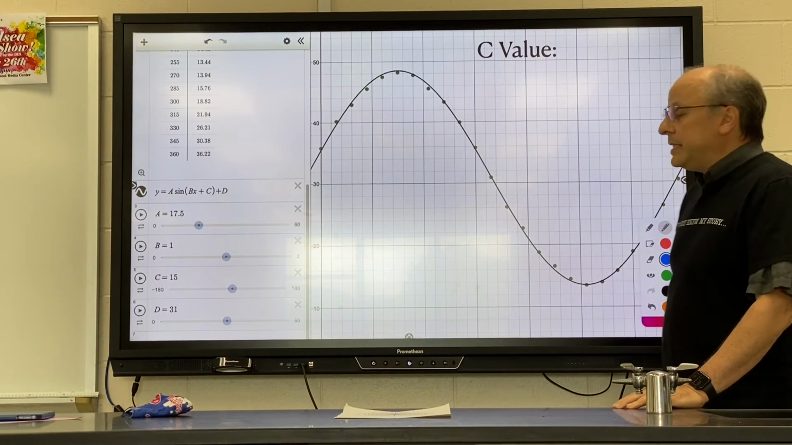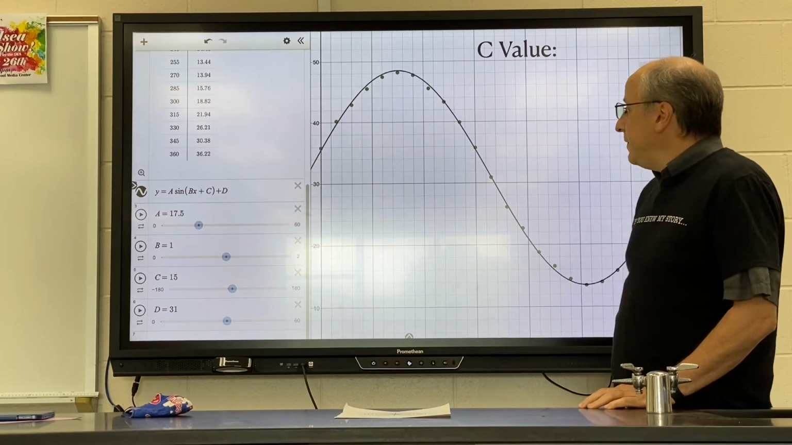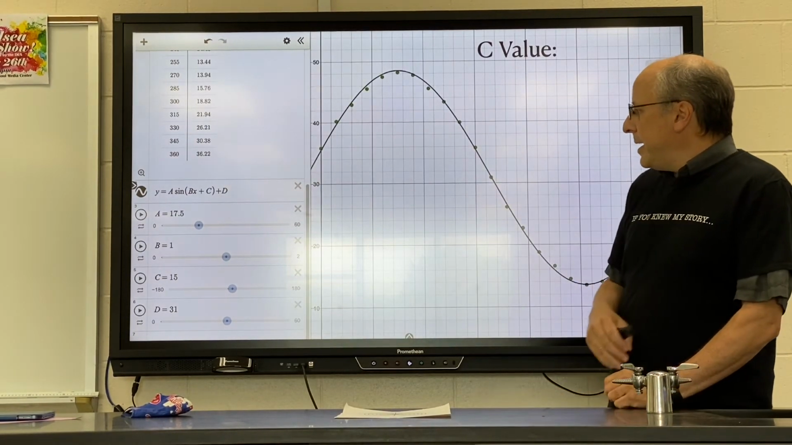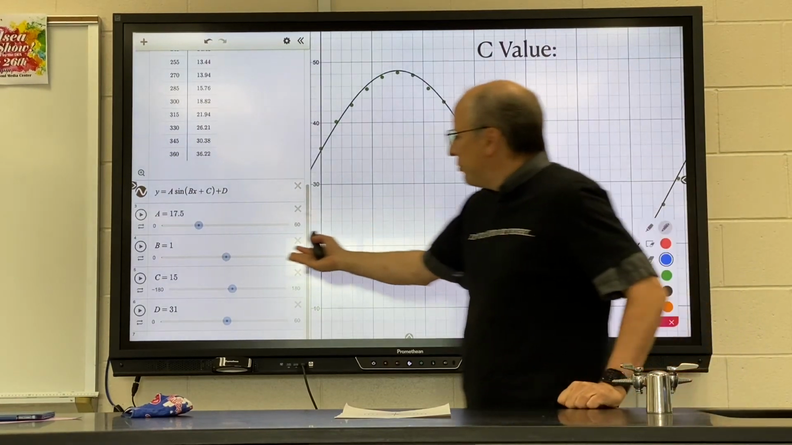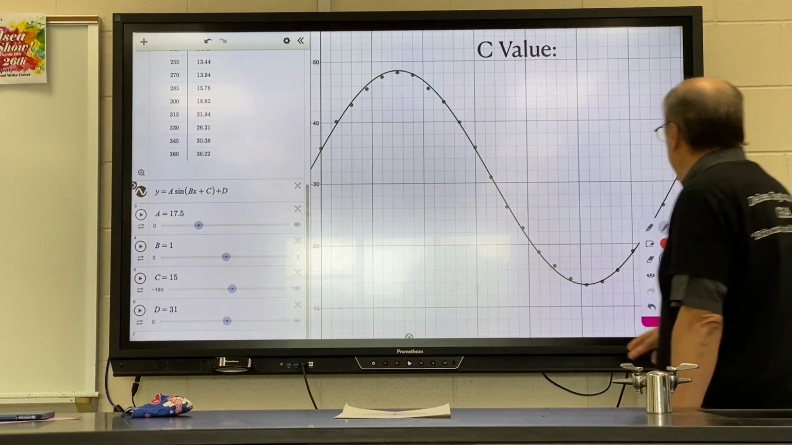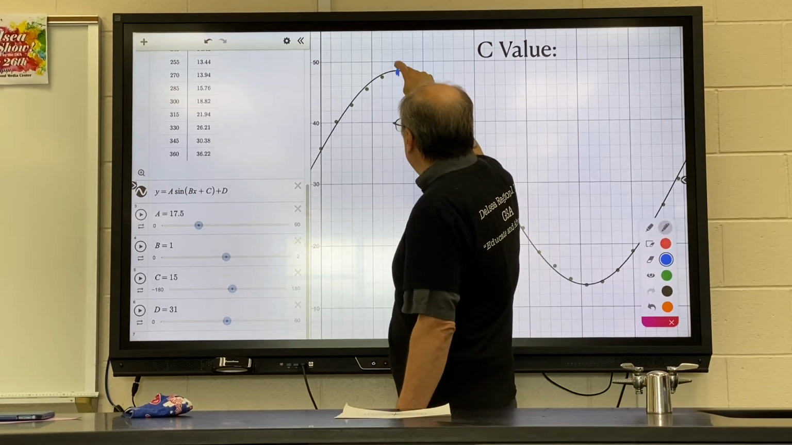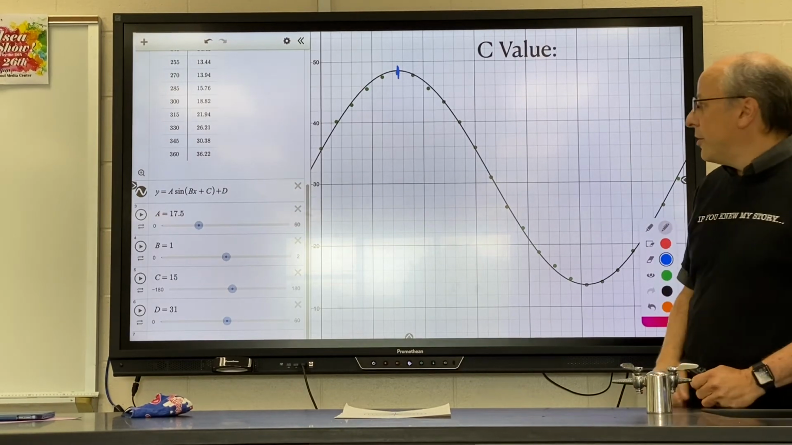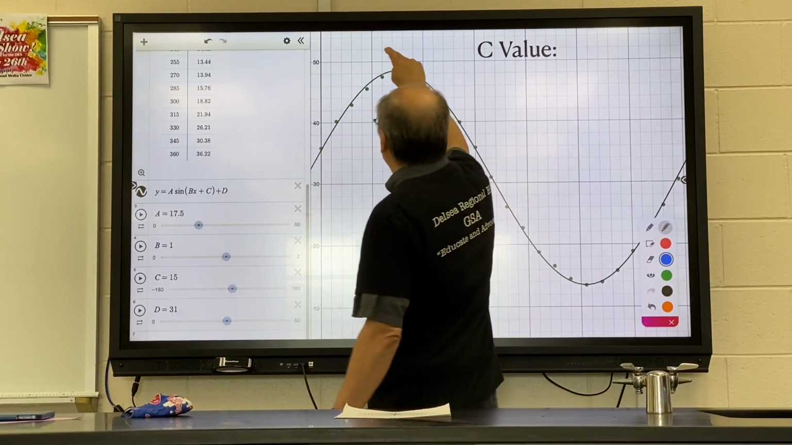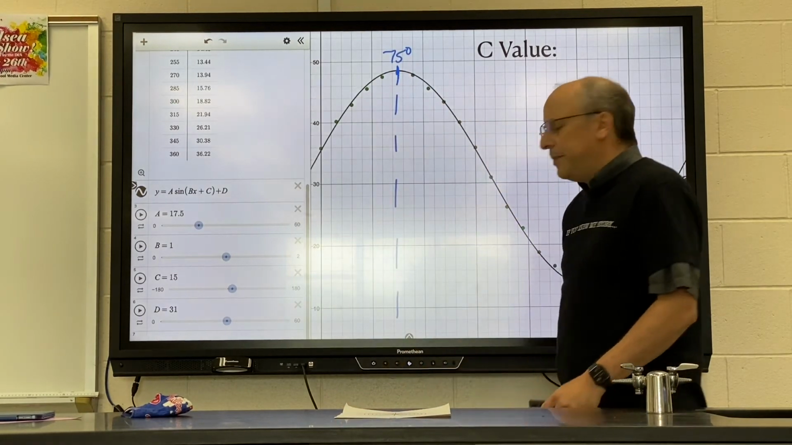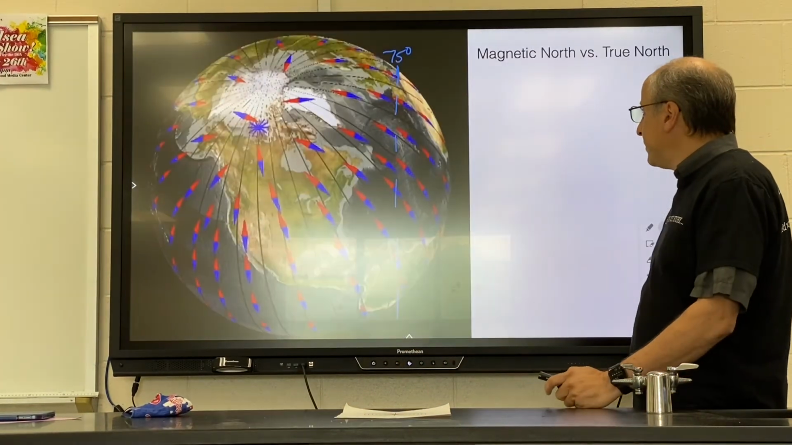Okay, finally, the C value. The C value is kind of how much your graph has been offset. Mine came out to around 15 degrees. You see my C value around 15. By having a C value of 15, I peaked not at 90 degrees like a traditional sine curve, but I peaked 15 degrees away from that. About 75 degrees is the peak of my curve.